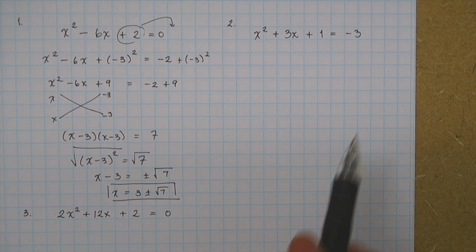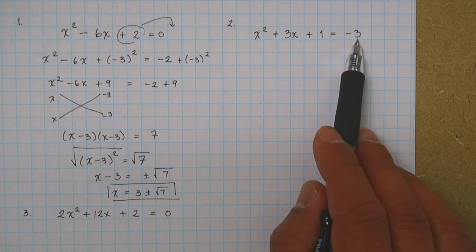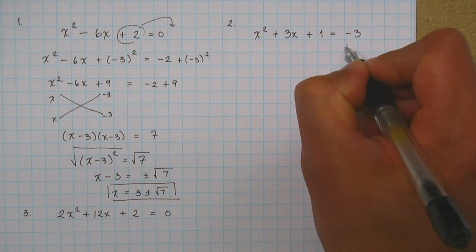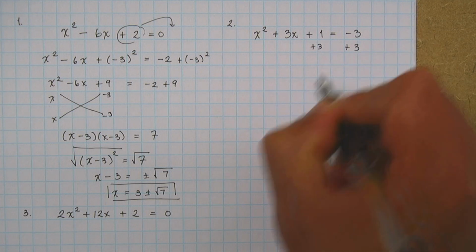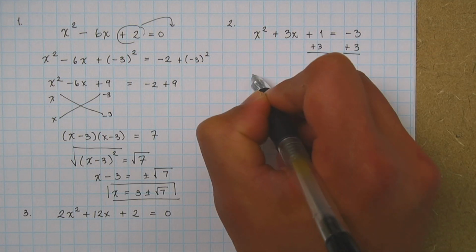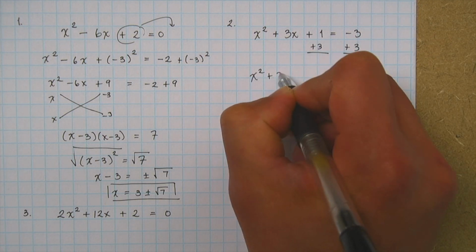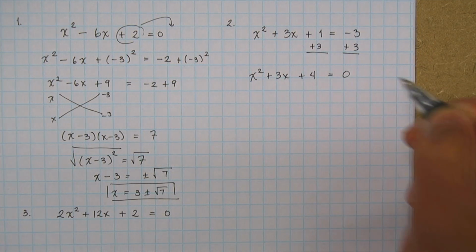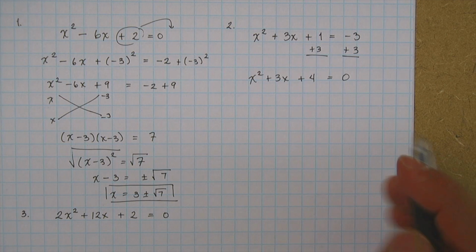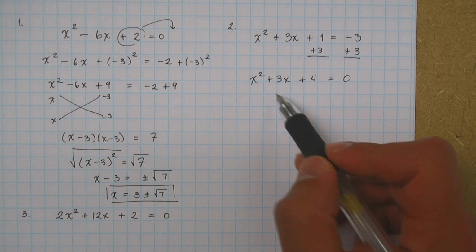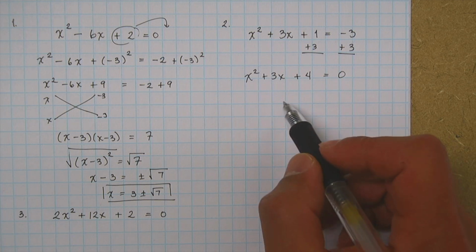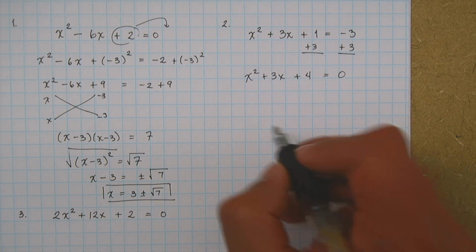But first, in order to do this one, I'm going to bring the -3 across over to the left. So the -3 comes over here, we add 3, and that gives us 4. So I'm going to write x squared plus 3x plus 4 is equal to 0. Now I can factor: factors of 4 that add up to 3. It's not going to give me anything. You can try it if you'd like, but you can see you can't factor. So I'm going to complete the square.